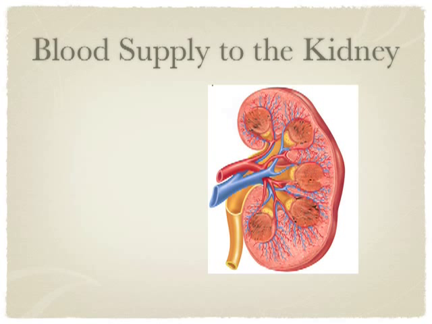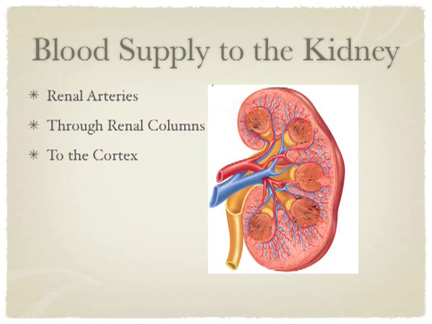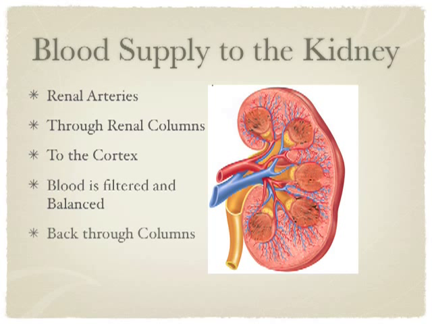Okay? Reaffirming the blood supply in the kidney here, renal arteries lead in. Those arteries run up through the renal columns to the cortex. Up in the cortex, the blood was filtered and balanced, and then back down through the columns, back down through the renal veins, and out of the body.